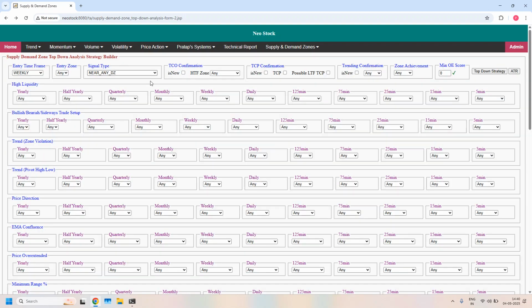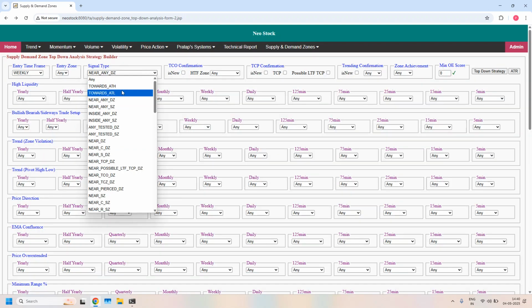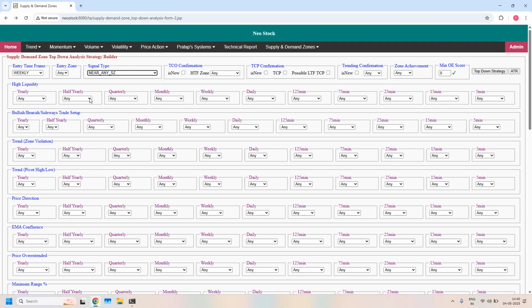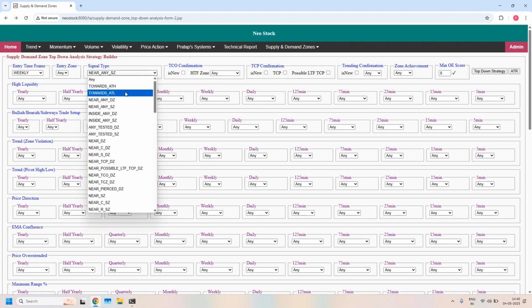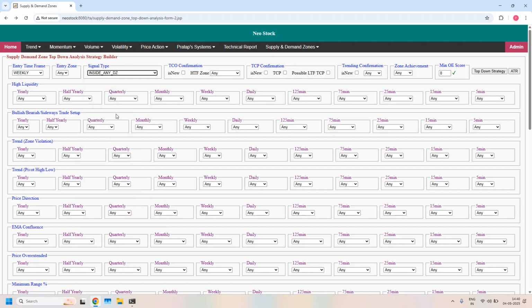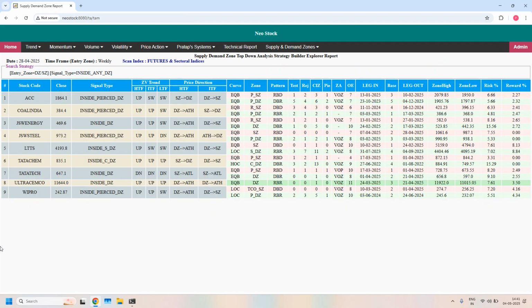Next, price closed near the weekly supply zone. We got 12 stocks. Okay, next. Price closed inside the weekly demand zone. We got 9 stocks.